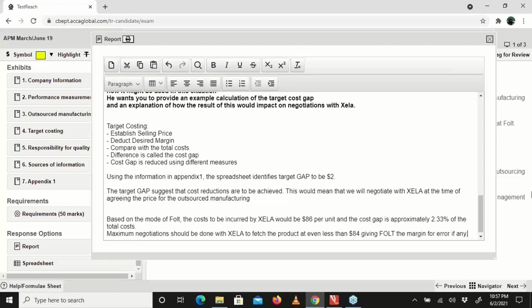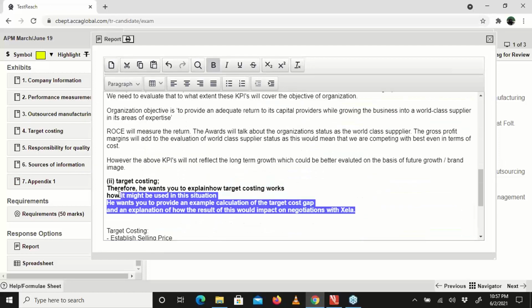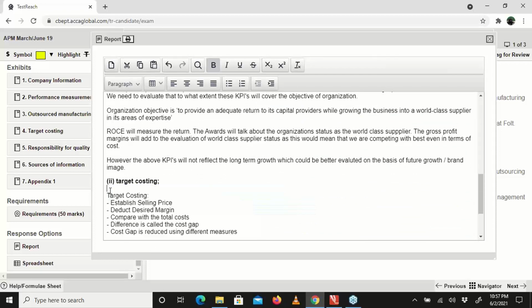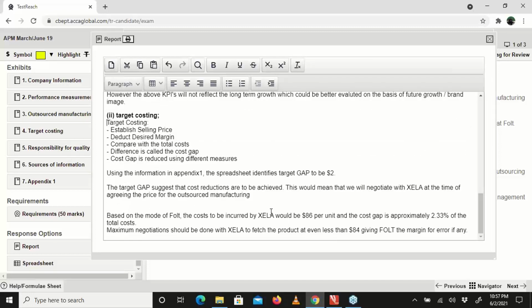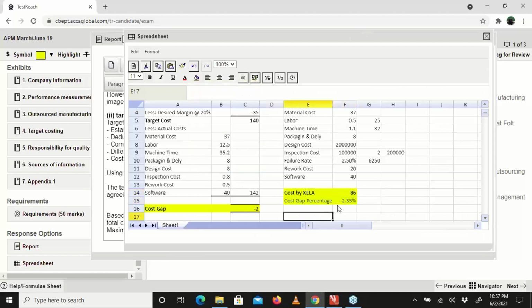Now, we are done with this specific part also, because the requirement of the question was that you talk about target costing. So I'm now moving on to the next part of the question. Okay, you want to see the 2.33% calculation? See this. 86 is the cost. Is everyone okay with 86? Now, 2 divided by 86 gives you 2.33.